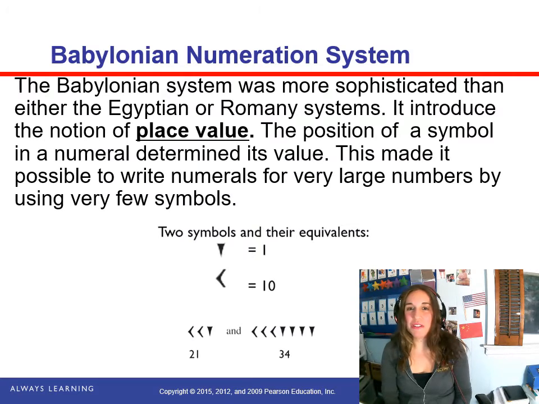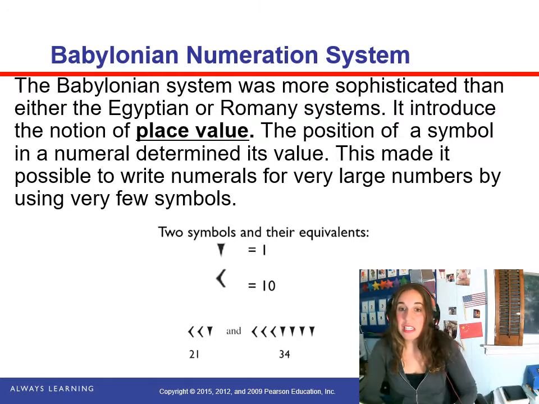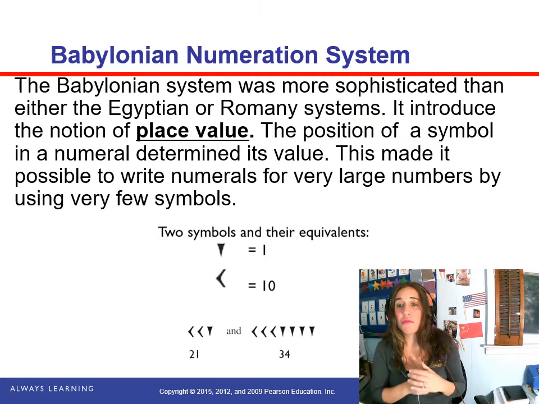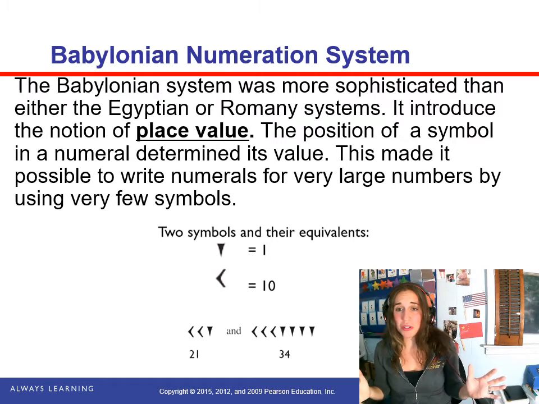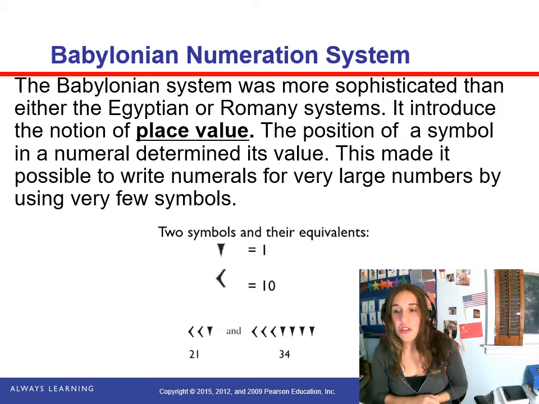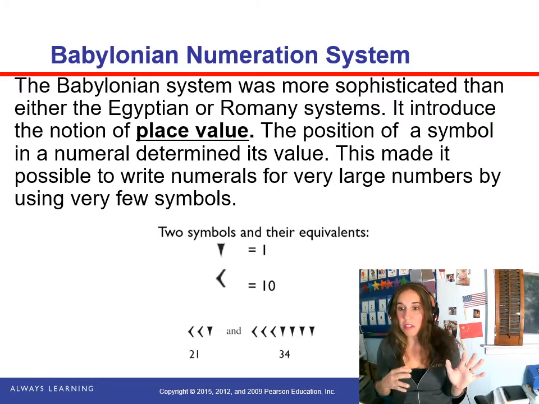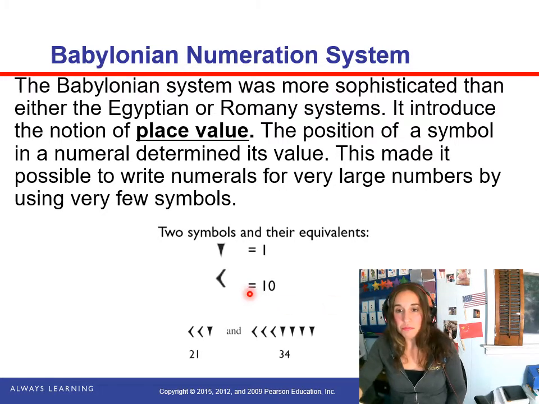So the Babylonian number system was a bit more sophisticated than the Egyptian or Roman systems because it introduced the notion of place value, which means that the position of a symbol in a numeral determined its value. This made it possible to write numerals for very large numbers by using very few symbols. So we could basically write these really big numbers without having to use a million symbols, right? If you think about the Egyptian system, they had so many different symbols going on. Well, the Babylonian system only uses two sorts of symbols.